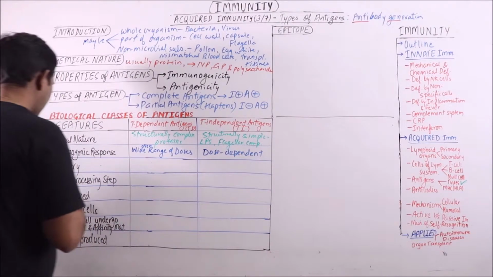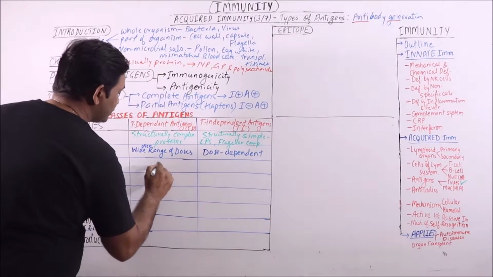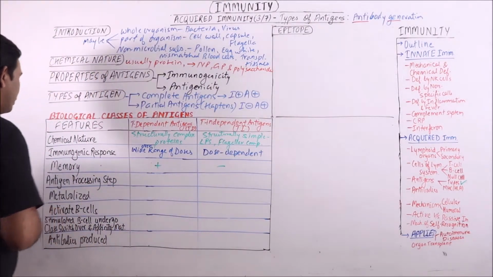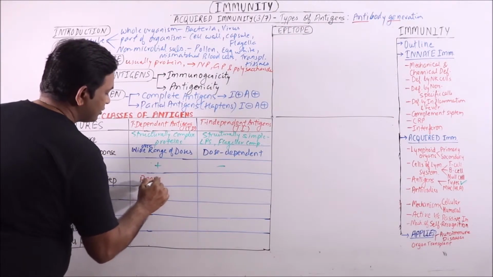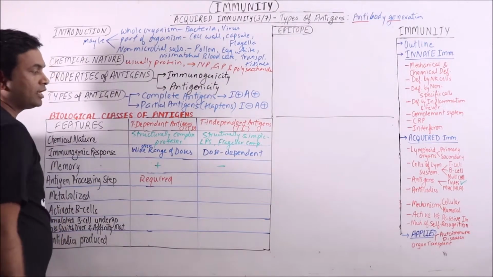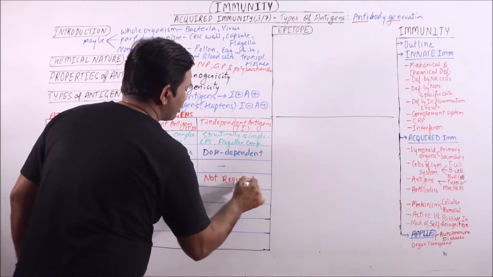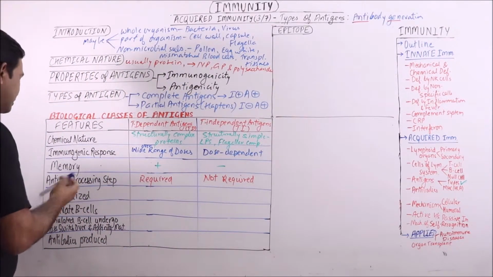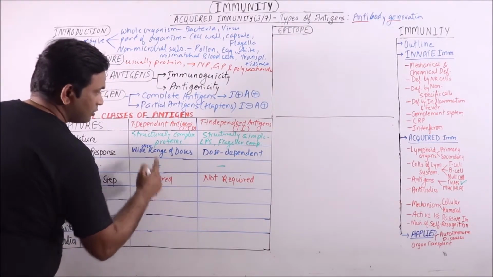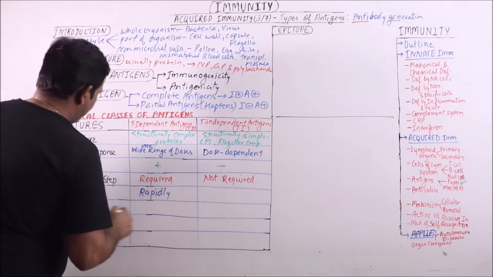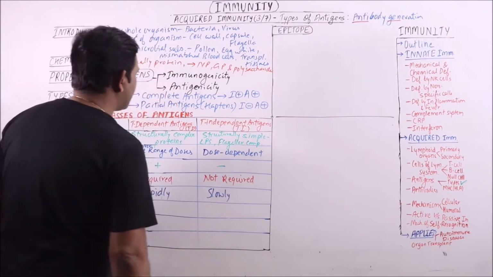Then memory is present, while here the memory is absent. Antigen processing step is required in case of T-dependent antigens, not required for T-independent antigens. If metabolism is considered, the TD antigens are rapidly metabolized, while the TI antigens are slowly metabolized.